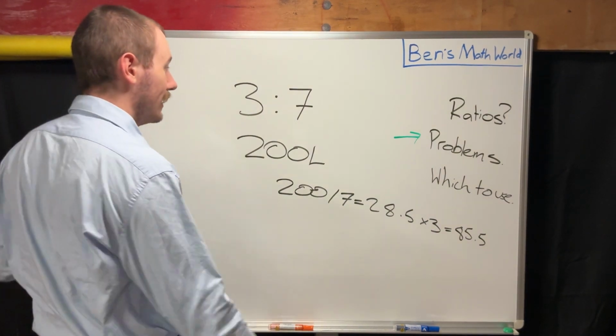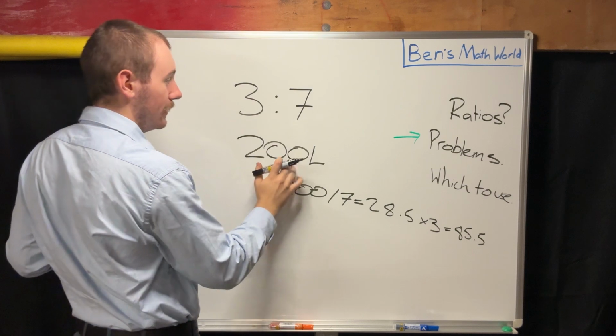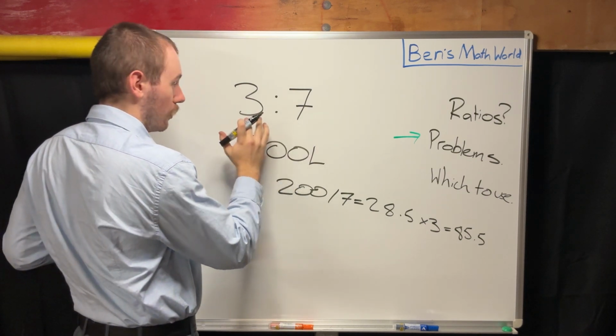Let's run back through what we did there. We have our amount of water, which is 200 liters, and we have our amount of water to our amount of fish here.